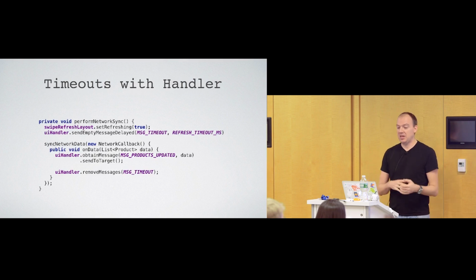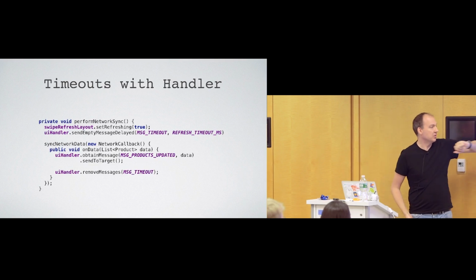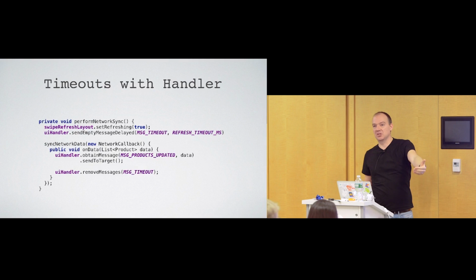What we do then, we take the data, we pass it on to the UI thread, saying here's the data. And also, we call remove message on the message timeout, because what we did first on the swipe refresh layout was show that one, and then schedule a message to happen after a certain timeout.